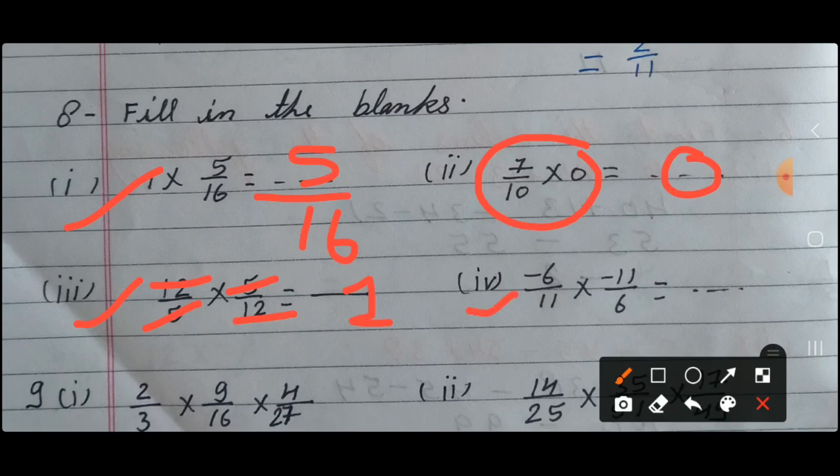Fourth, minus 6 upon 11 multiplied by minus 11 upon 6. This is the reciprocal of minus 6 upon 11. And the product of reciprocals will be 1.